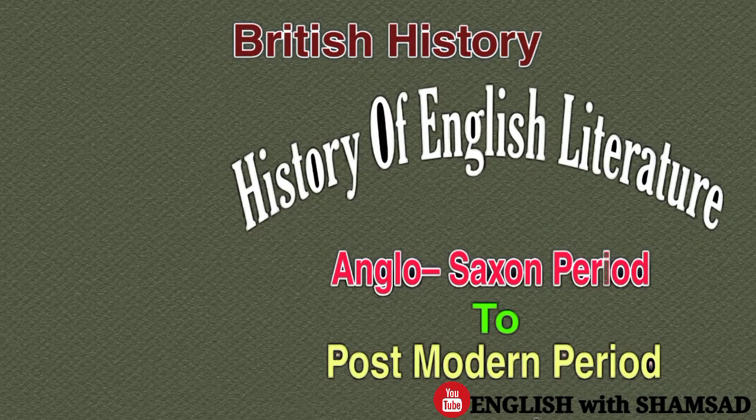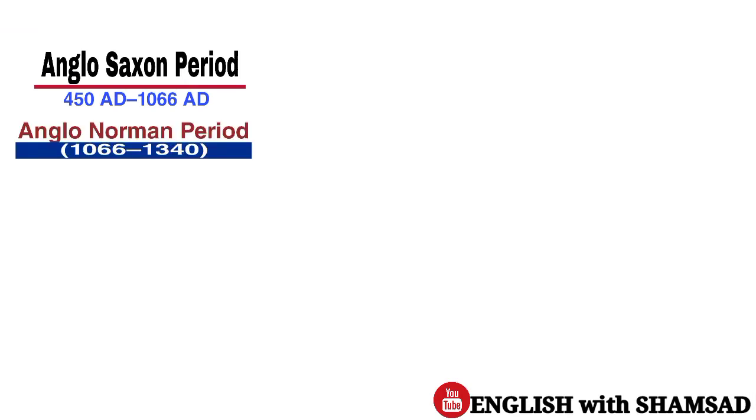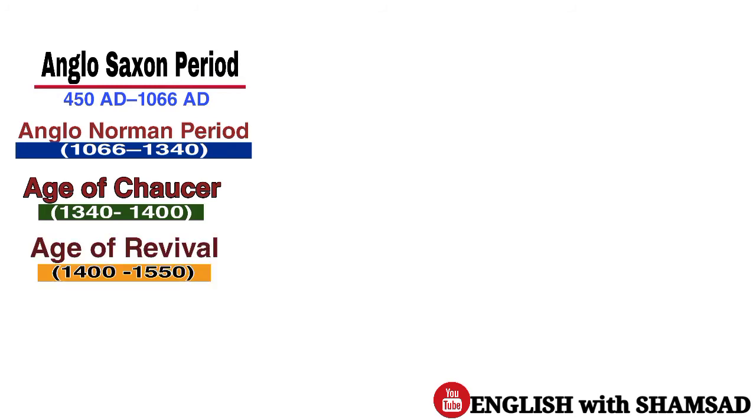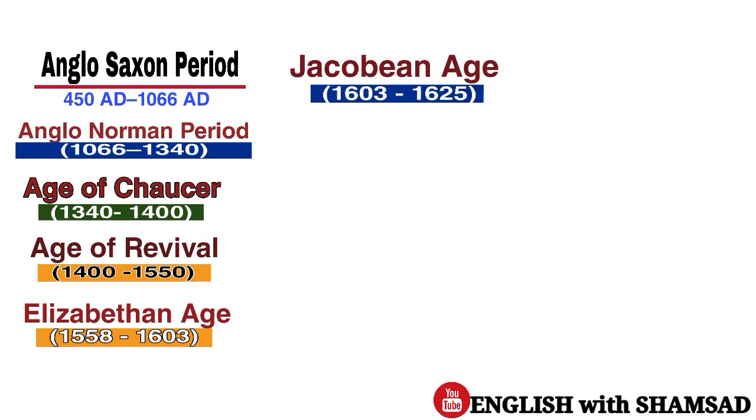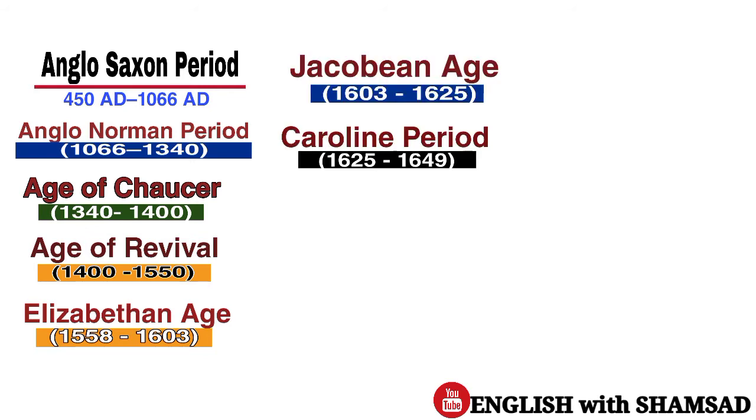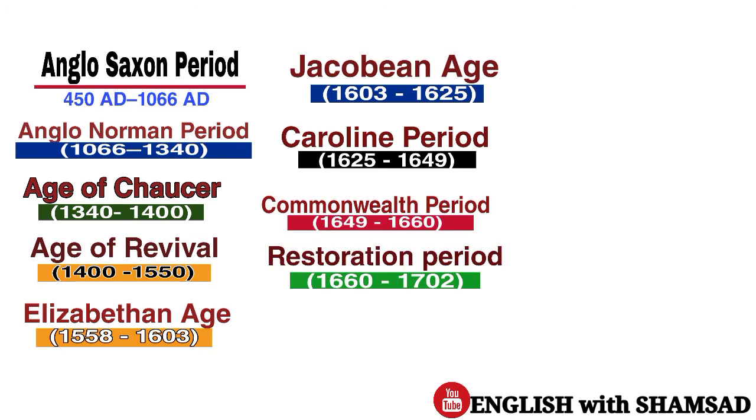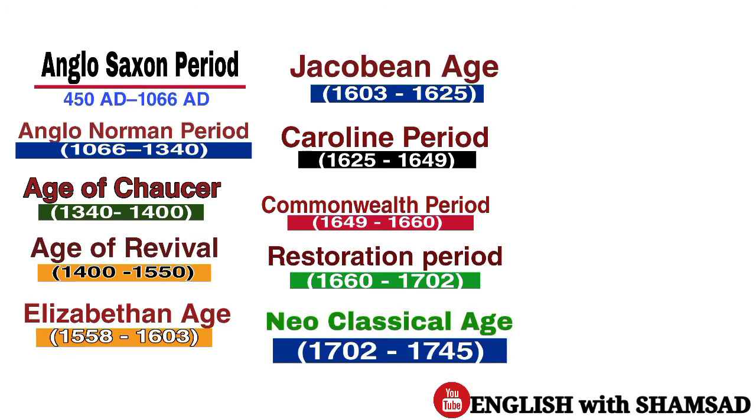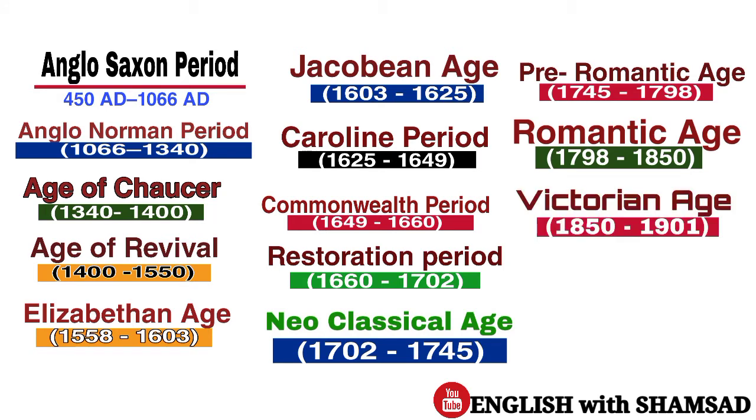I hope you have understood all ages of history of English literature. The first one is Anglo-Saxon, second one is Anglo-Norman, third one is Age of Chaucer, fourth one is Age of Revival, fifth one is Elizabethan Age, sixth one is Jacobian Age, seventh one is Caroline period, eighth one is Commonwealth period, next one is Restoration period, and Neoclassical Age, Preromantic Age, Romantic Age, Victorian period, modern period means early modern period, and postmodern period.